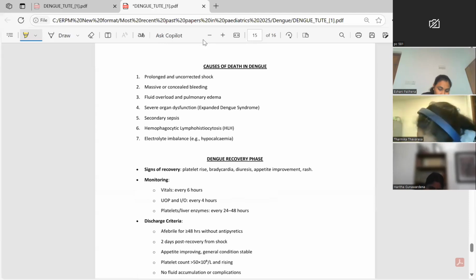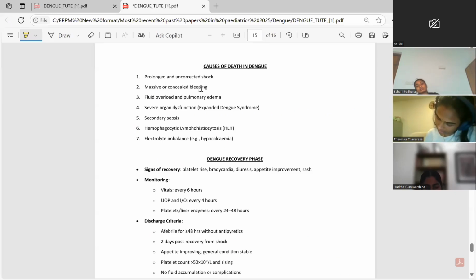What are the reasons why a dengue child could die? The causes of death: prolonged and uncorrected shock, right? Prolonged shock and massive bleeding. Make an MCQ, causes of death in dengue, right? Fluid overload and pulmonary edema. Severe organ dysfunction like expanded dengue shock syndrome. Secondary sepsis, right? Then hemophagocytic lymphohistiocytosis, that is too much for you, right? Electrolyte imbalance. Hypocalcemia can cause arrhythmias and then it can cause death, right?